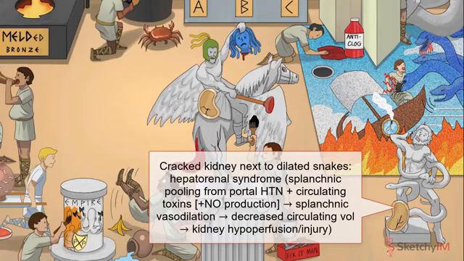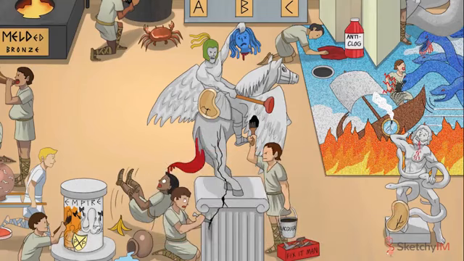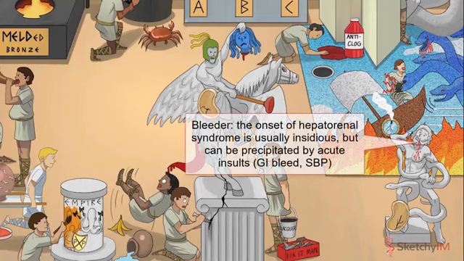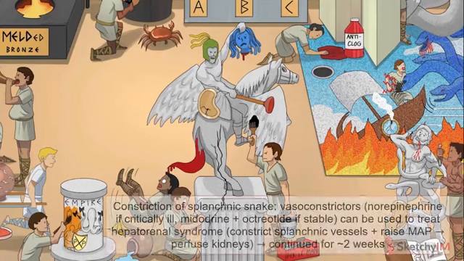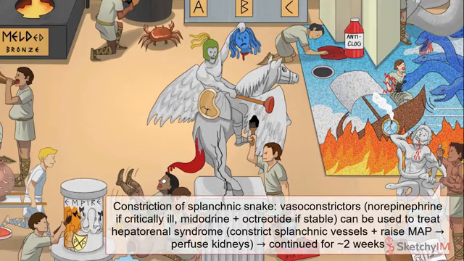With all that blood pooling in the splanchnic circulation, the kidneys become hypoperfused, and creatinine rises. The onset of hepatorenal syndrome is usually insidious, though it can be precipitated by acute insults, such as spontaneous bacterial peritonitis and upper GI bleeding. With all that pooling and vasodilation, how about we get that pressure back up? For patients who are unlikely to have a quick recovery, there are a few therapies used to improve renal perfusion.